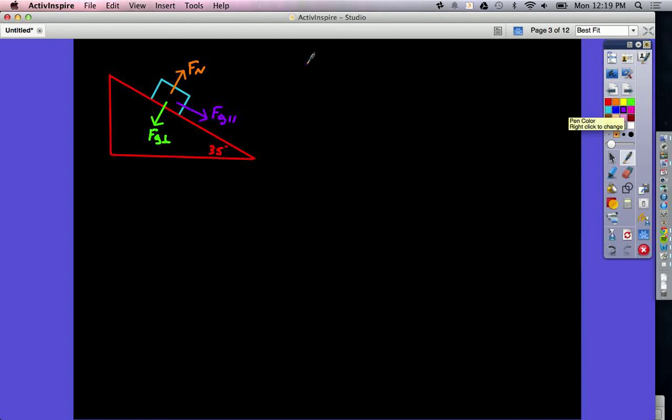And we know Newton's second law says all of our forces added up in the direction of acceleration, which happens to just be force of gravity parallel, equals the mass of the block times the acceleration of the block, like so. Now we're trying to find the acceleration of this block, so we just have to divide the mass over to the left side. I get force of gravity parallel over mass equals a.